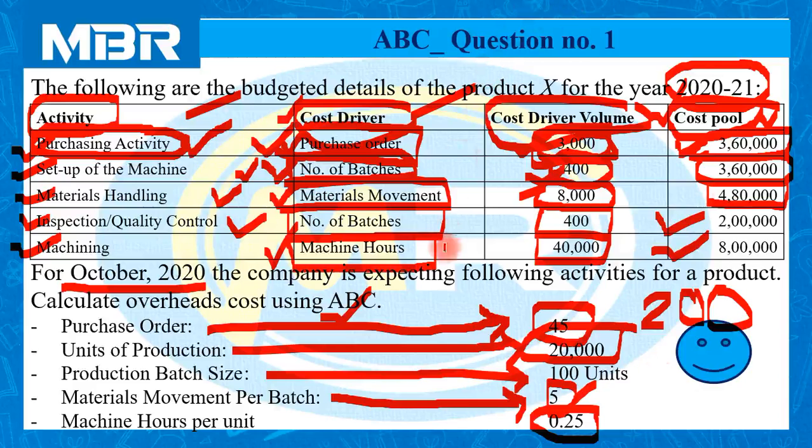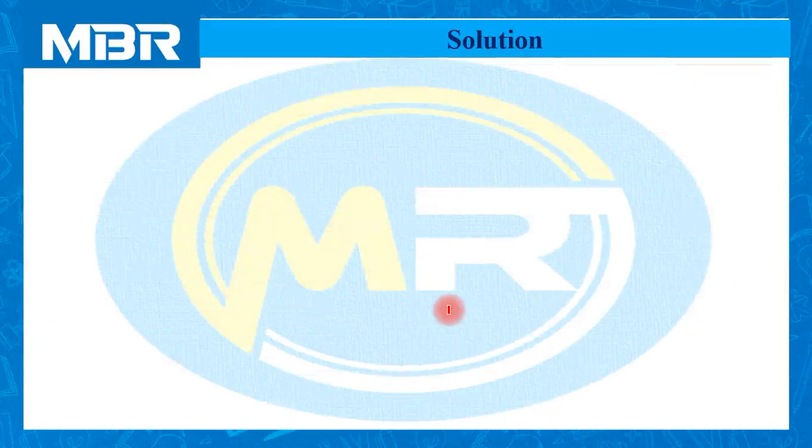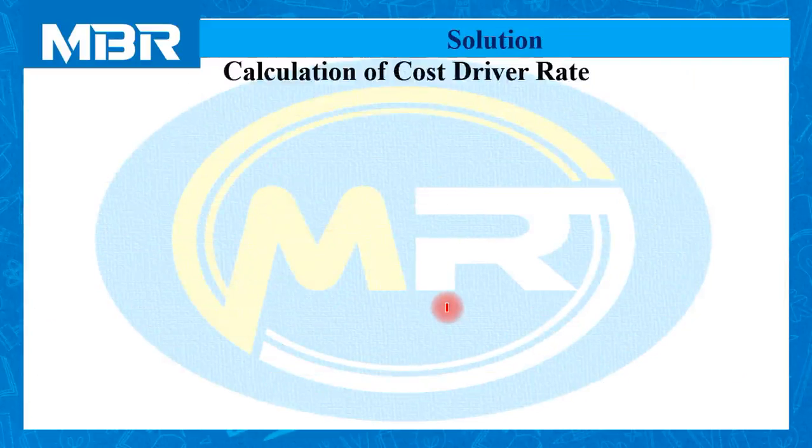The first part of the information is given in the table. This is for the period of 2020-21, that is the whole year. And these activities are performed during October 2020. So we need to prepare our overhead calculation statement or table, whatever you say, for the period of October 2020. Let us start the solution of the problem. If you are clear on the question, it is very easy to calculate everything.